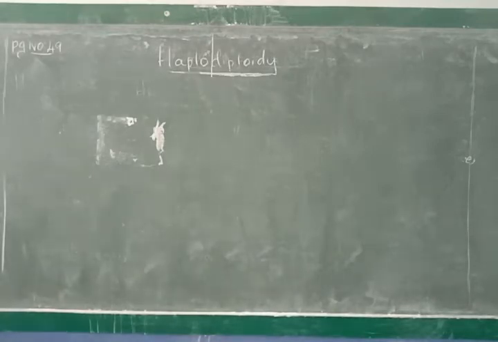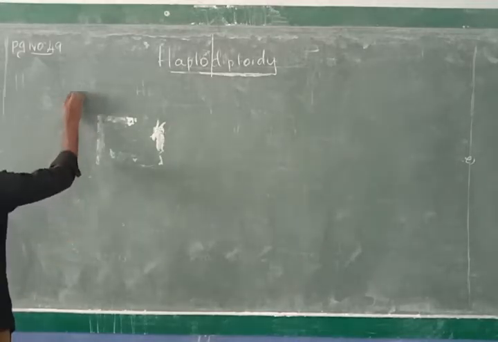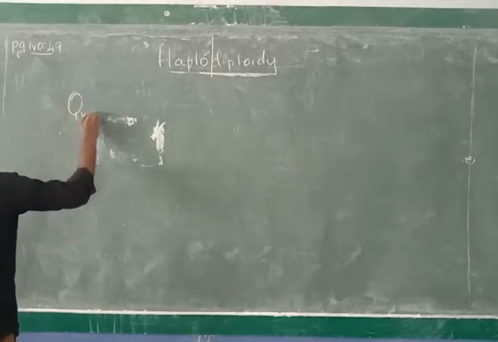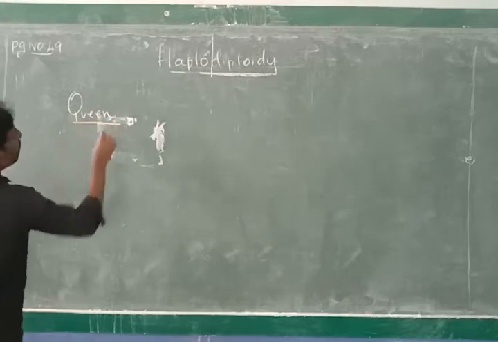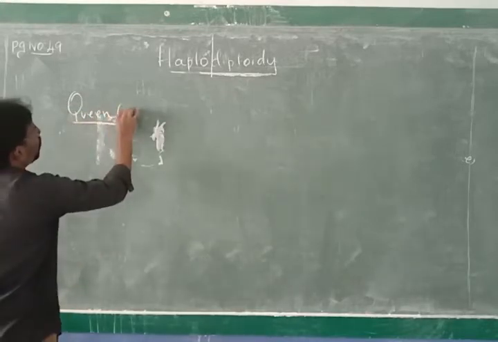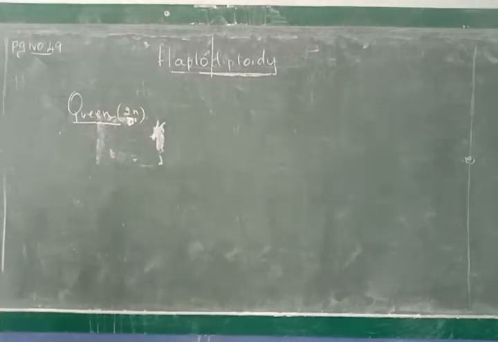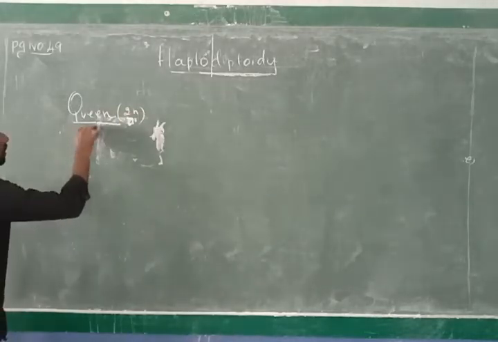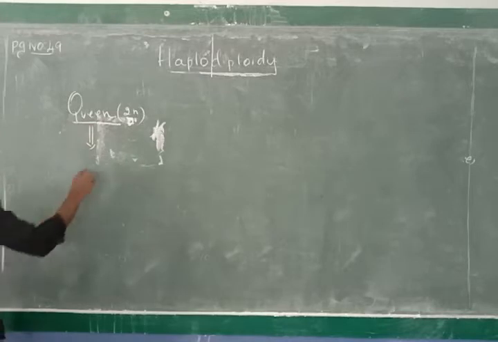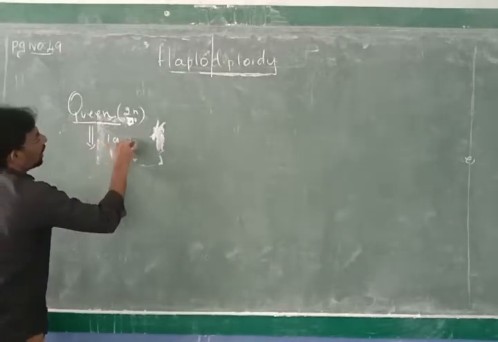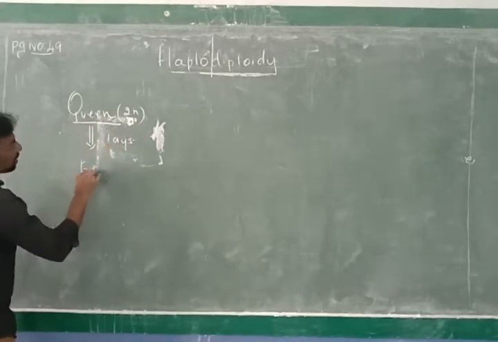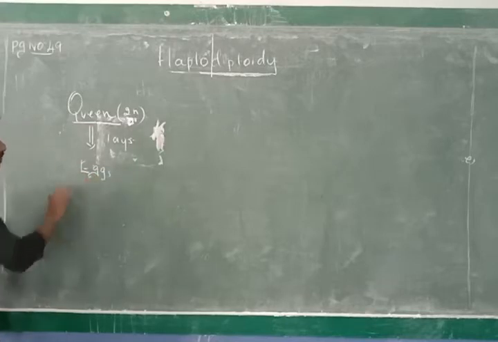Okay. So now, when you talk about the number of chromosomes, first we are talking about the queen bees. The number of chromosomes in the queen bee is diploid. What is the role of this queen bee? It starts laying eggs. Okay, the egg is laid.